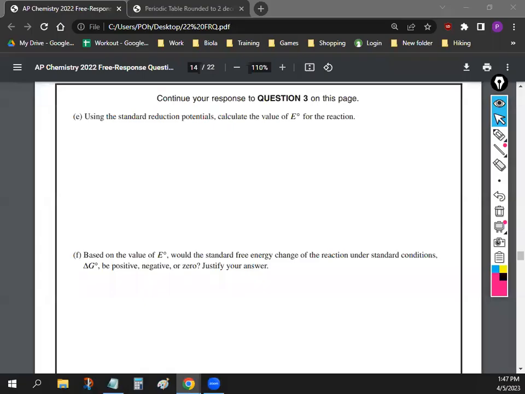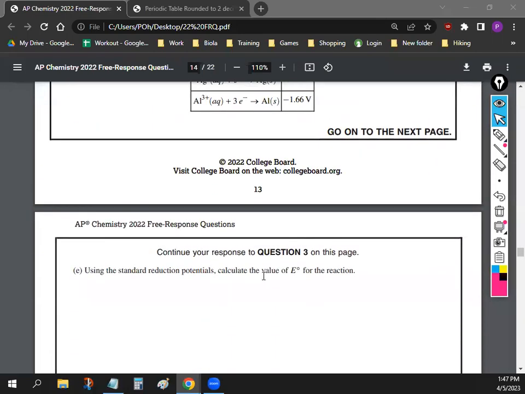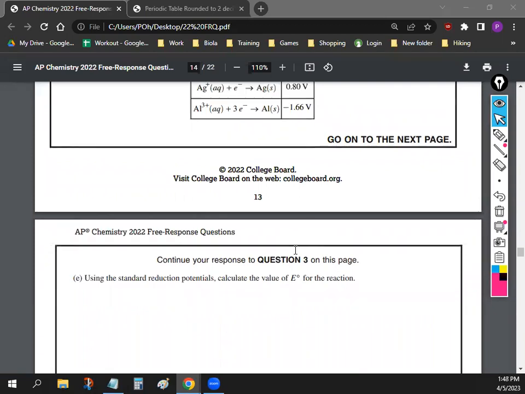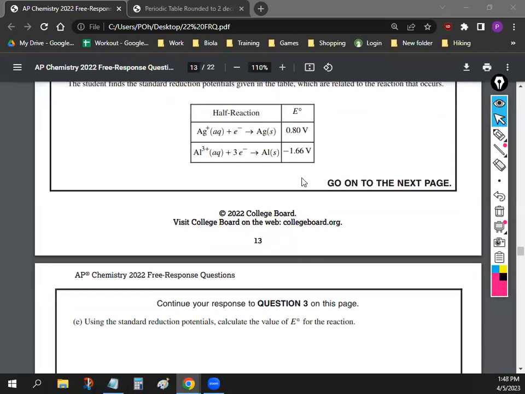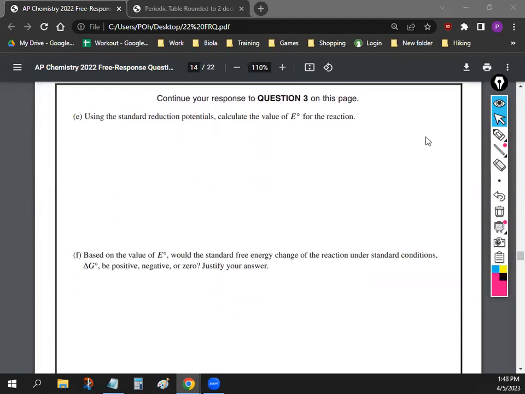Okay, so for part E, we need to use the half reactions right here to calculate the value of E for the reaction. Now we know we want the most positive value possible, and so we're going to have to flip one of these, right? Which one should we flip? The second one, yeah, the one with the aluminum ion. Okay, so we flip that one, and so we get solid aluminum. It's going to become aluminum ion.